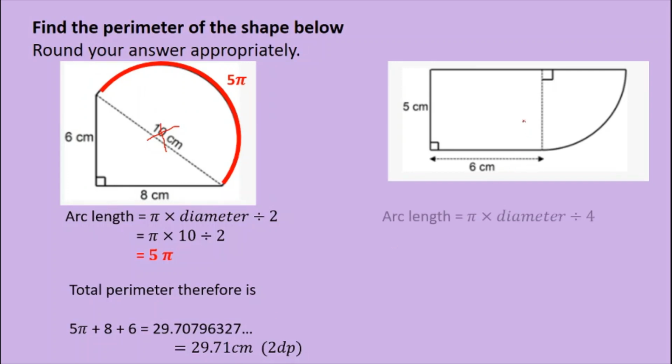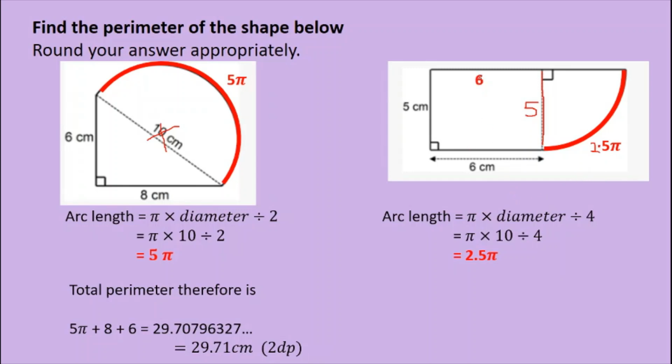The second question, this time I've got a quarter circle, so I'm dividing by 4. But I need this length here first, so I can work out what the radius is. Well, the radius is going to be 5 because it's on the rectangle. So I'm going to do pi times 10 divided by 4. Don't forget, the 5 is a radius, not a diameter. 2.5 pi again, that's coming up a lot today. There we go, I'll just fix that. 2.5 pi.